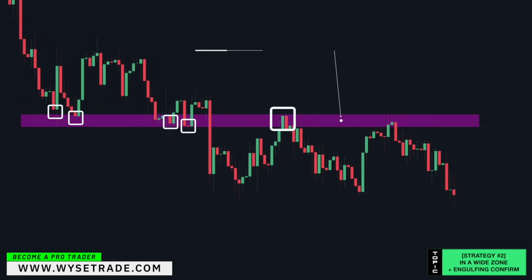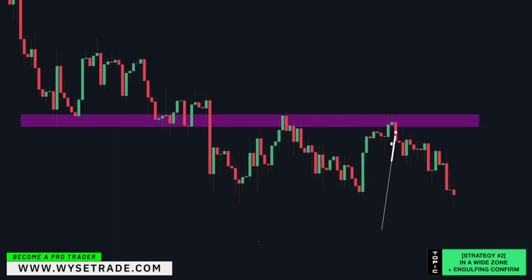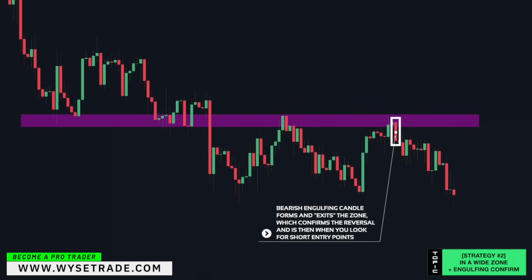These reversal points here create a wide zone. Once price enters the zone, you had 2 long wick candles form, showing a reaction. You then had the bearish engulfing candle form that exited the zone. This confirms the reversal and is when you would look for short entries.